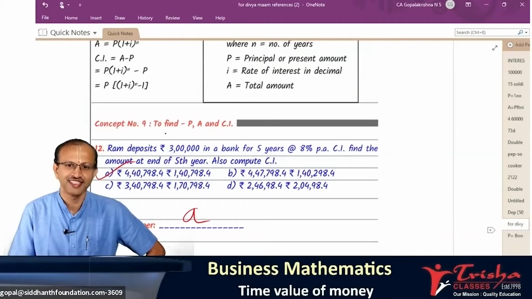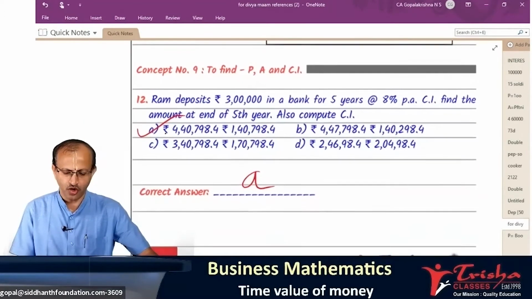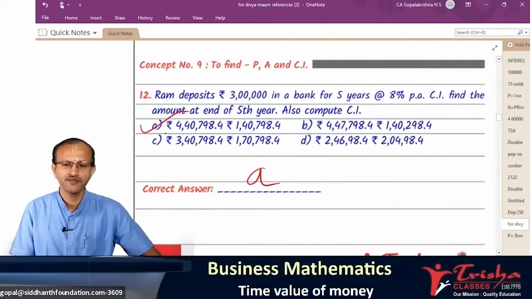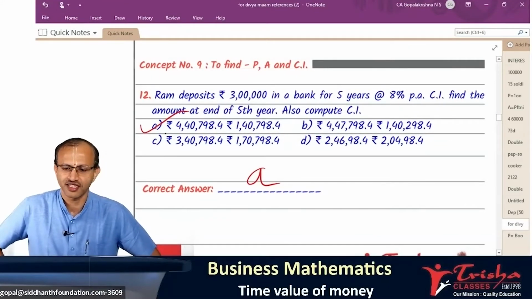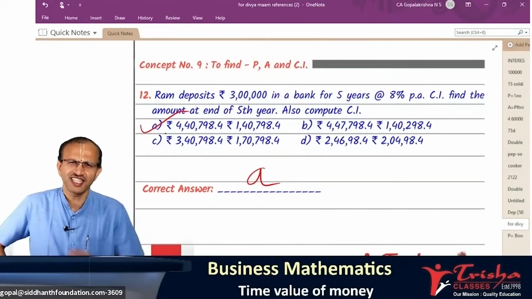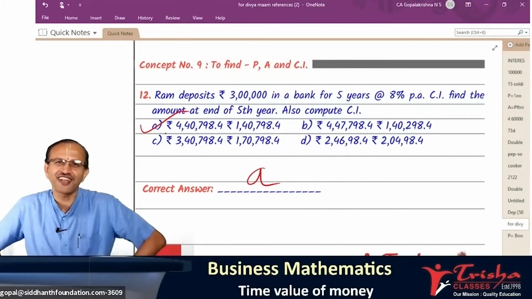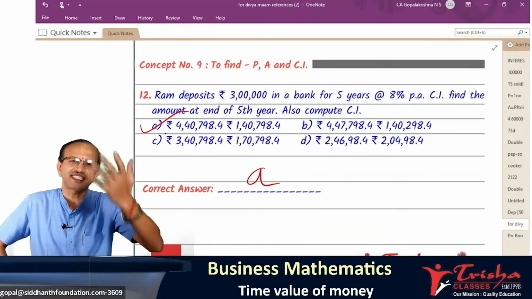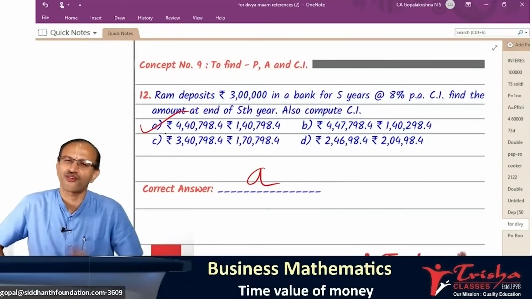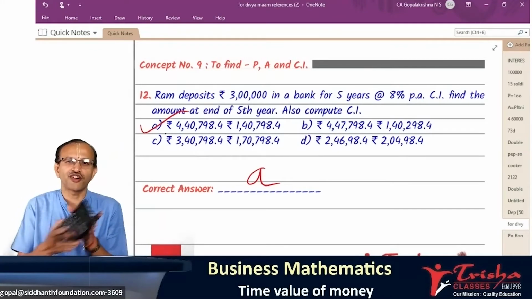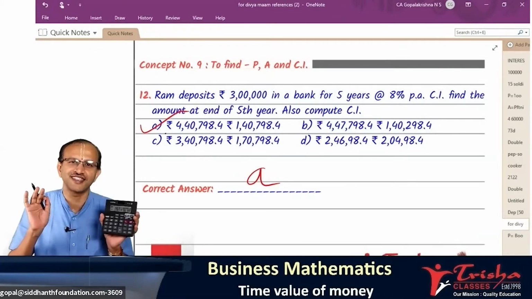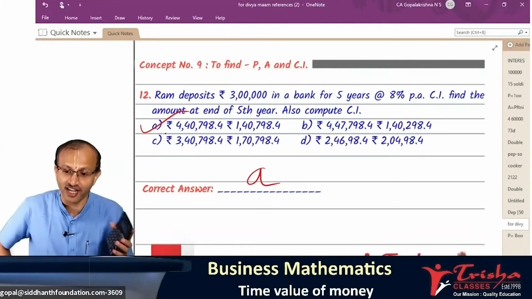Students, I wanted to know how many years is the problem here? Please answer. 5 years. That is just 5 years, not your level. If there are 70, 80 years, then you have to worry about the formula. For 5 years, you and your calculator will give the answer. You don't have to remember the formula at all.